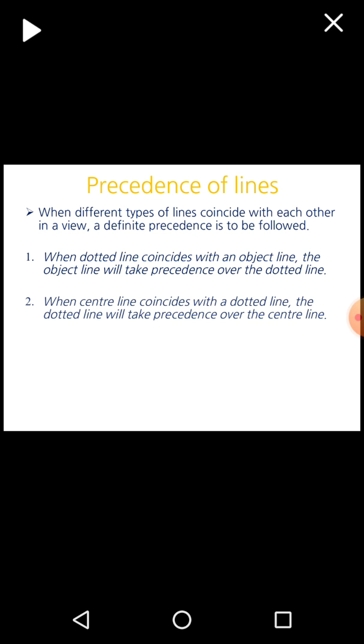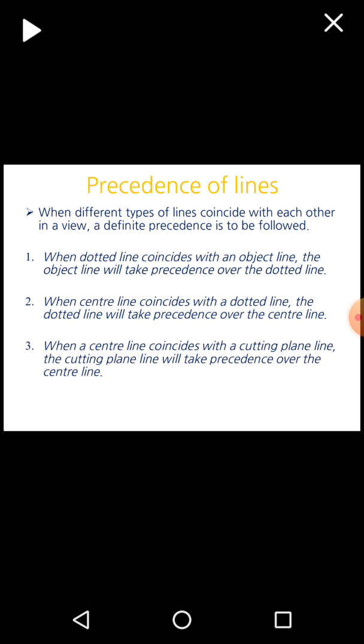Second rule, when the center line coincides with the dotted line, the dotted line will take precedence over the center line. That means when the center line coincides with the hidden line, we have to show the hidden line only. And third, when the center line coincides with the cutting plane line, the cutting plane line will take precedence over the center line. So these are the rules for precedence of the lines.